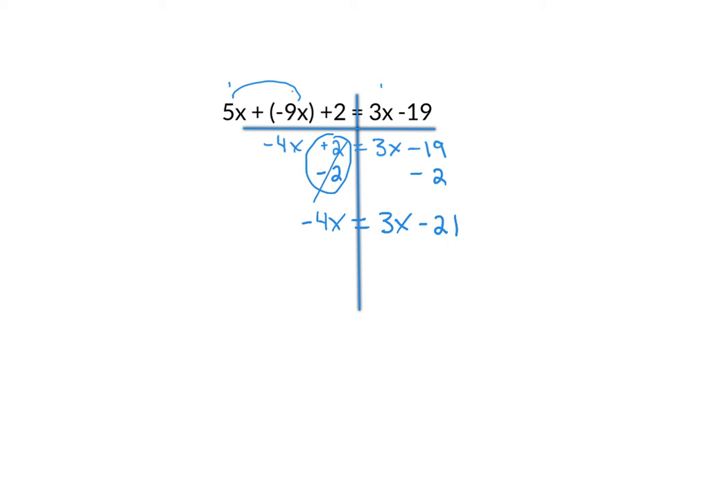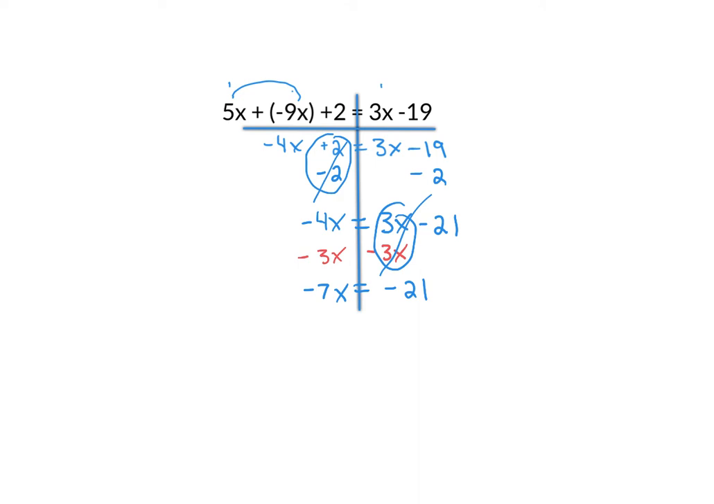Again, inverse operations. Or let me change color for this step. I want all of my variables on one side. So I need to move this positive 3x, and I'm going to do that by making a zero pair. So I'm going to subtract 3x from here, subtract 3x from here. That's going to give me negative 7x. Negative 4 minus 3 is negative 7. It's going to equal, there's a zero pair there, negative 21. So now I have negative 7 times x equals negative 21.